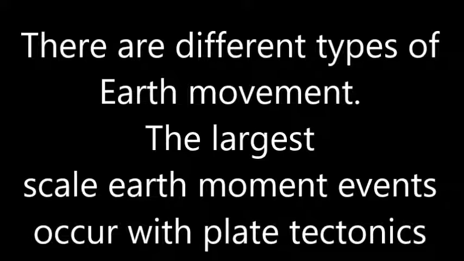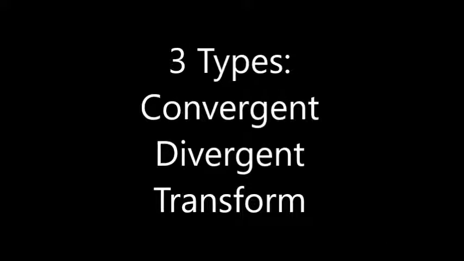Earth movement. There are many types of Earth movement. The largest scale of movement is plate tectonics. There are three types of plate movements: convergent, divergent, transform.